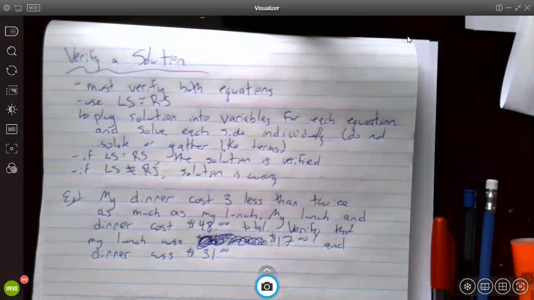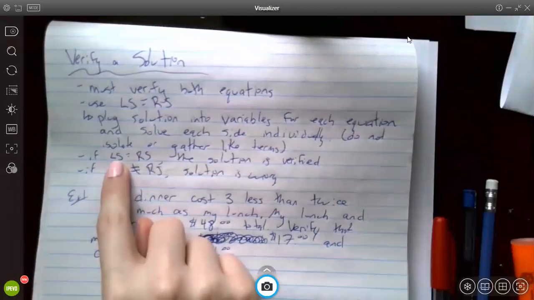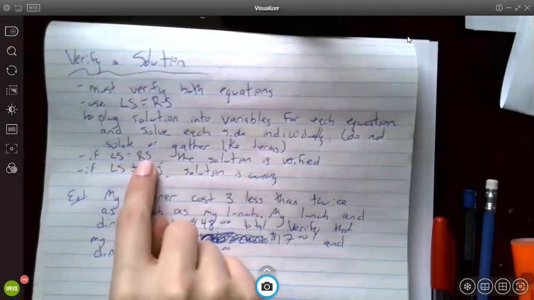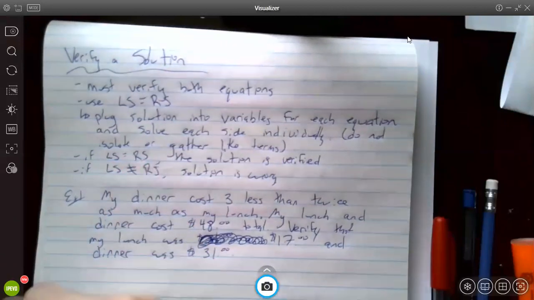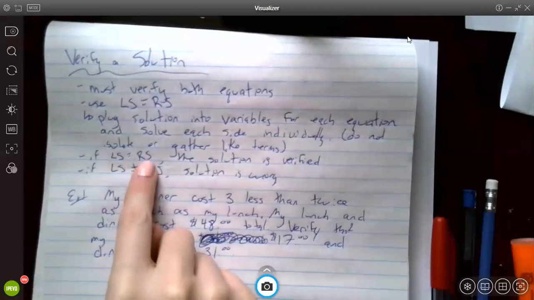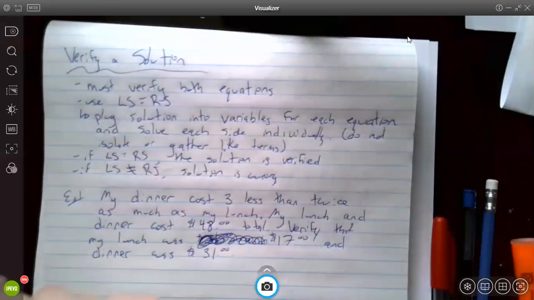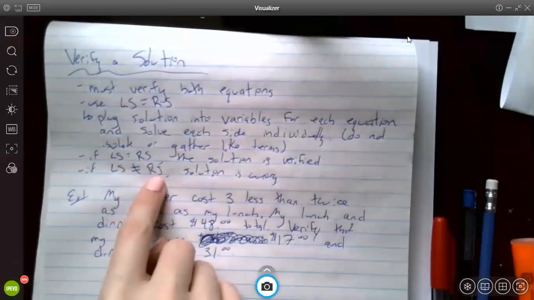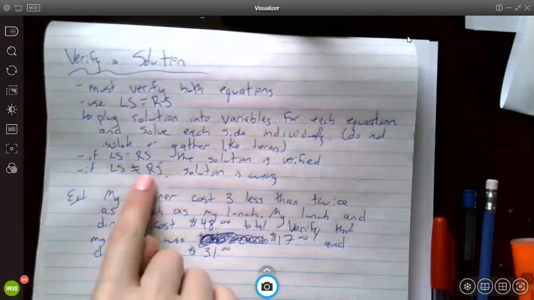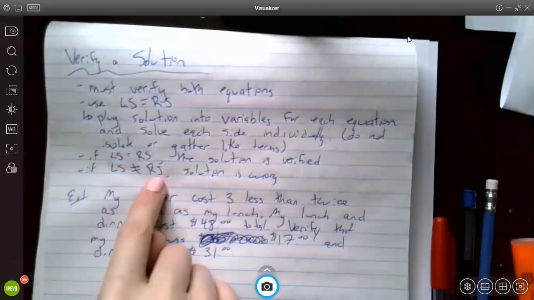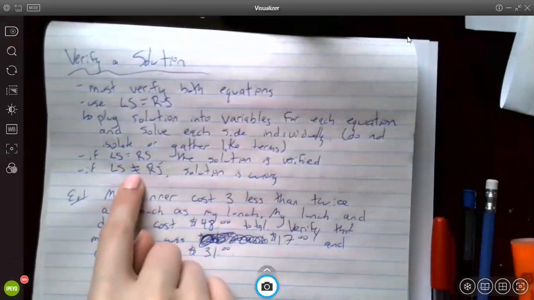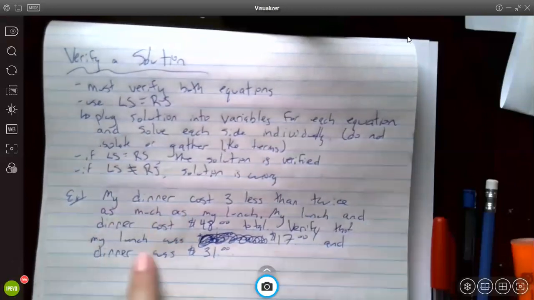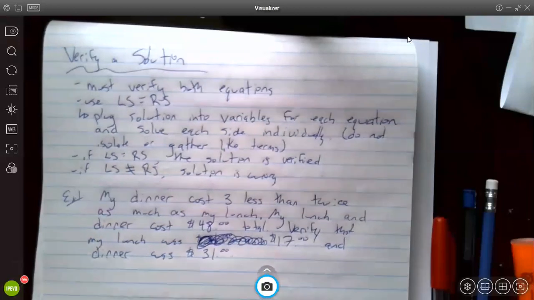And in the end, if the stuff on the left side of the equal sign is equal to the stuff on the right side of the equal sign, then your solution is verified and you say left side equals right side. If the left side of the equal sign does not equal the right side, then the solution is wrong, and you say left side does not equal right side, like this. The does not equal sign, for those of you that don't know, is just an equal sign with a slash through it. So let's look at an example of how this would work.